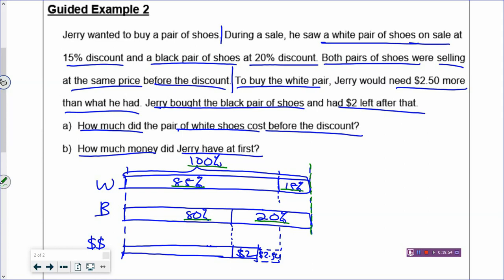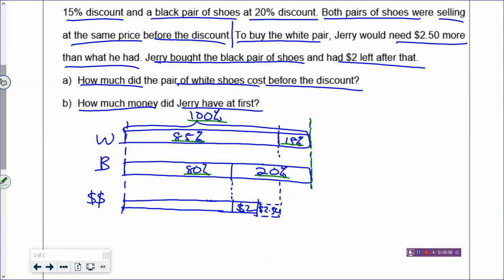Okay, and to buy the white pair, Jerry will need $2.50 more. Which means that Jerry doesn't have enough money, right? His money is until here only. He doesn't have enough money to buy the white pair of shoes.